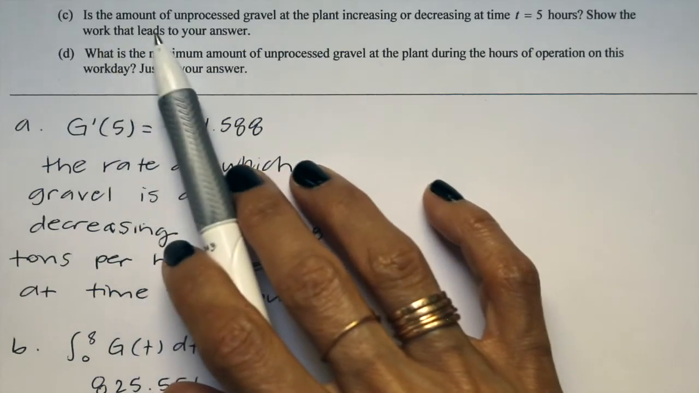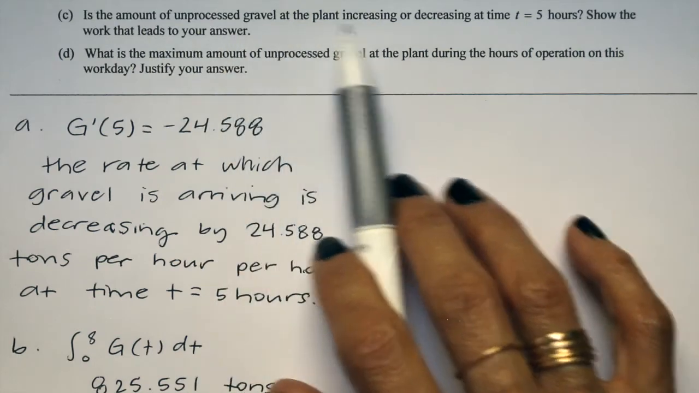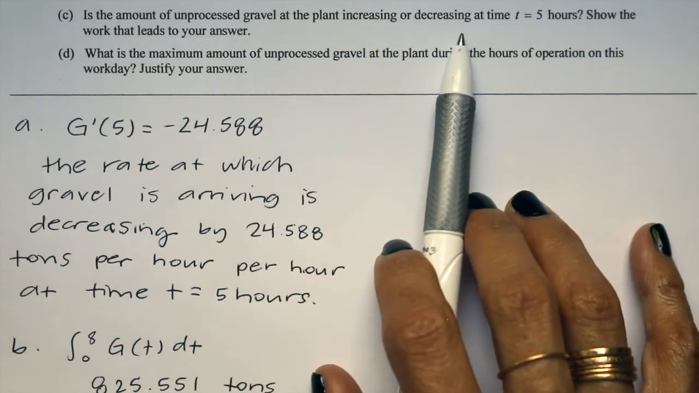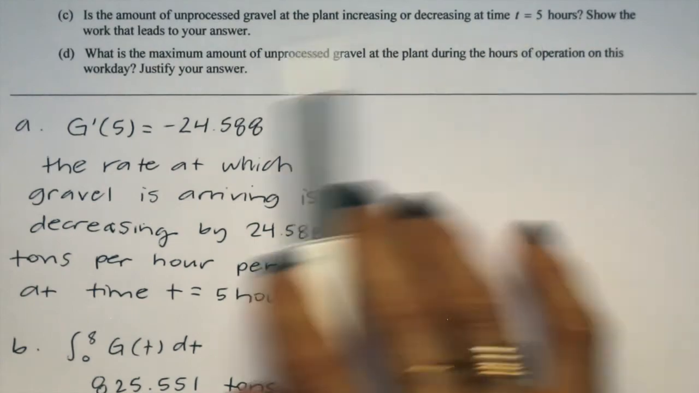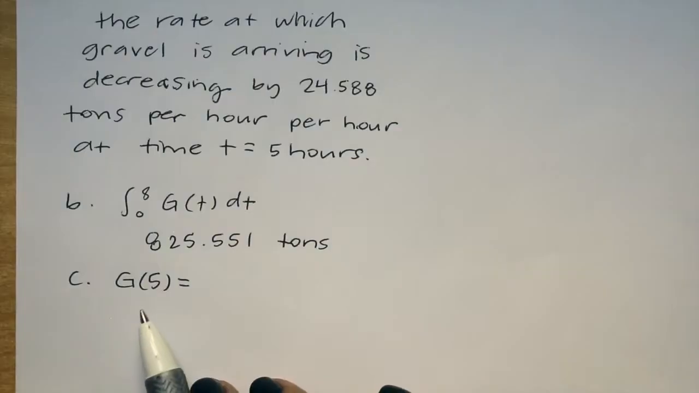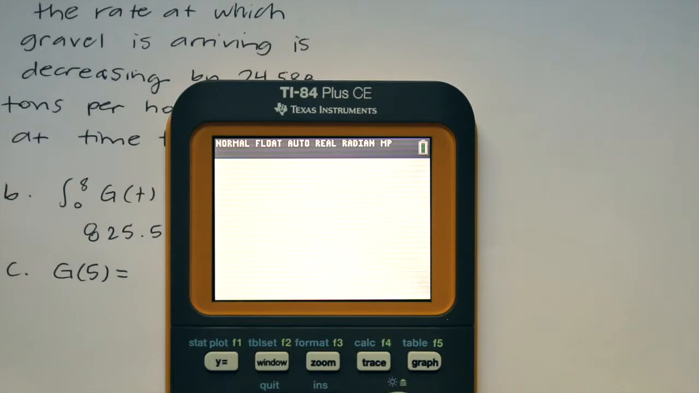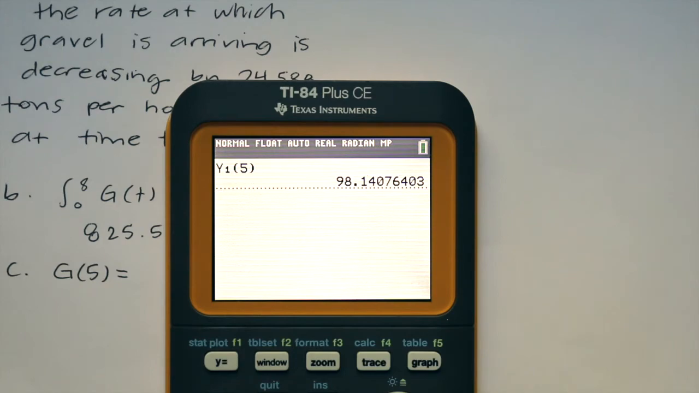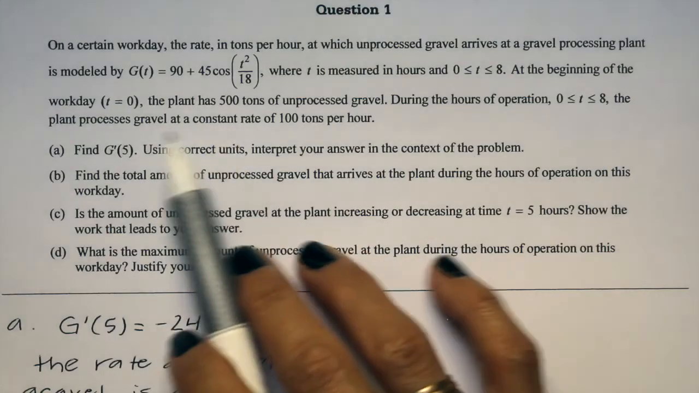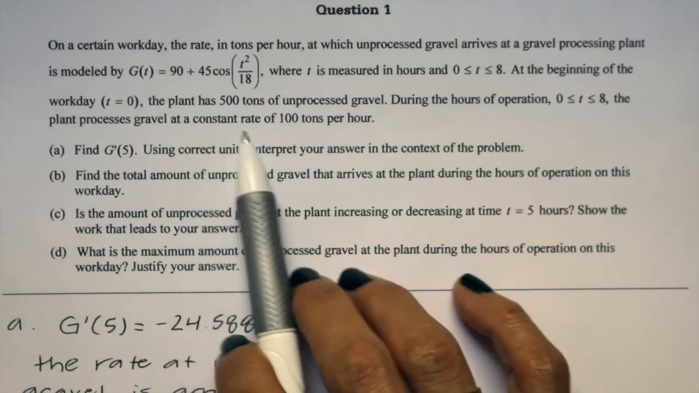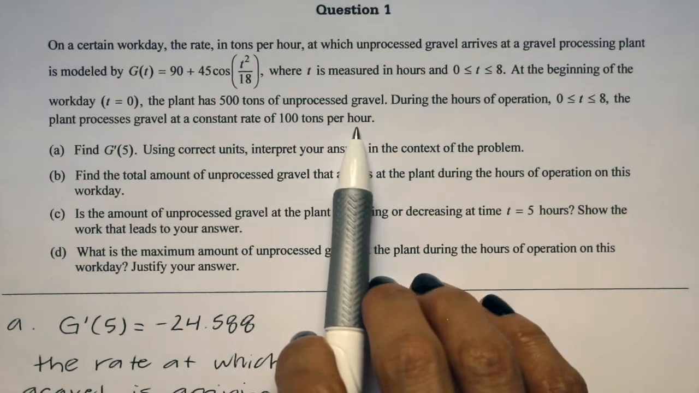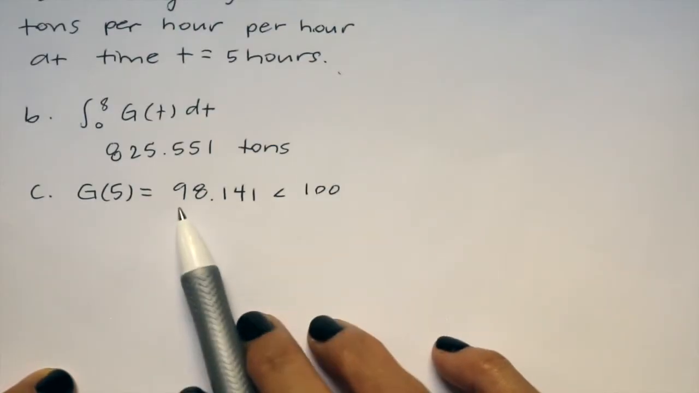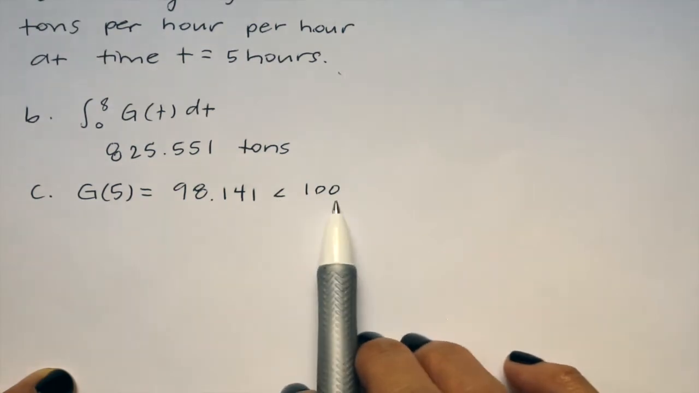Part C says, is the amount of unprocessed gravel at the plant increasing or decreasing specifically when t equals 5 hours? Show the work that leads to your answer. First, we're going to take g and we're going to plug in 5. So I'm going to call up y1, which is our g of t, and we plug in 5, and we get 98.141. Right here it says that the plant processes at a constant rate of 100 tons per hour. So what we want to make a note is that 98.141 is less than 100.